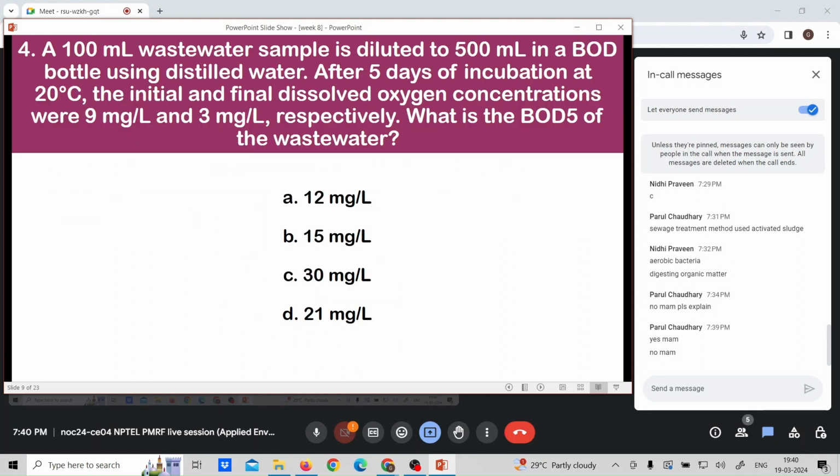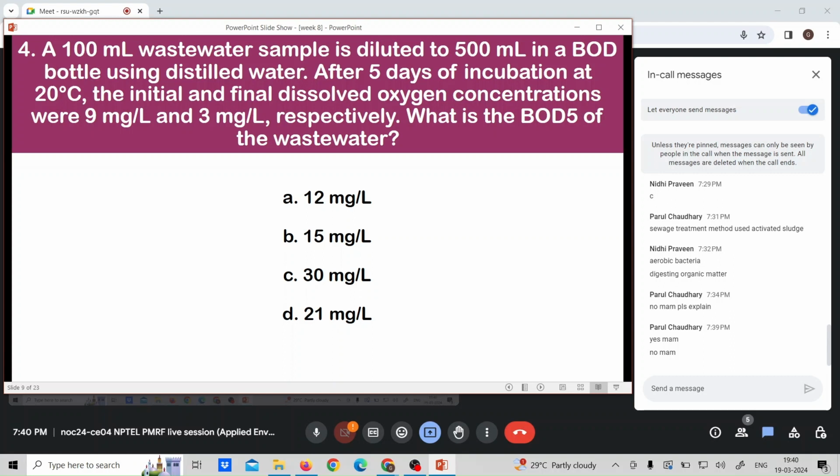So here is the next question. Before you answer this question, let me just ask you, what is BOD? You can just give me the full form and also what it means. Biochemical oxygen demand. Yeah, right. Perfectly right. What does that indicate?